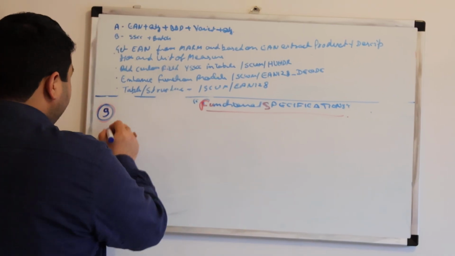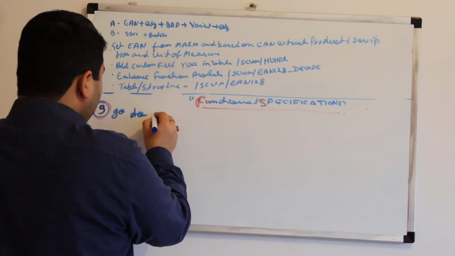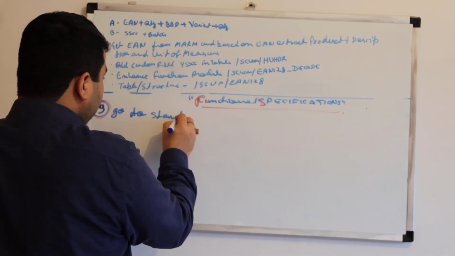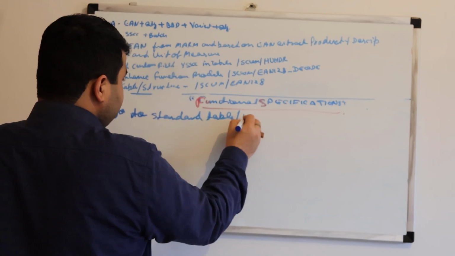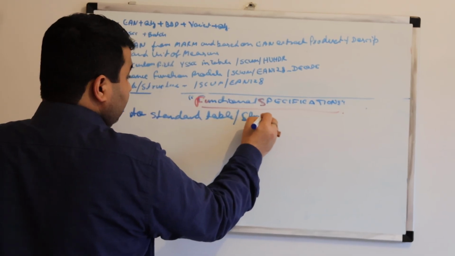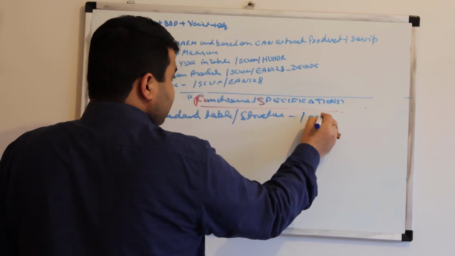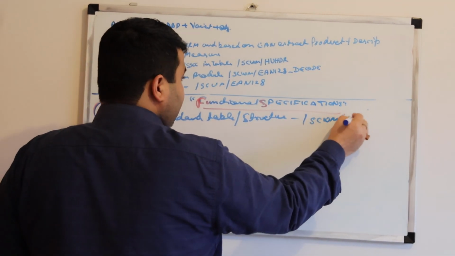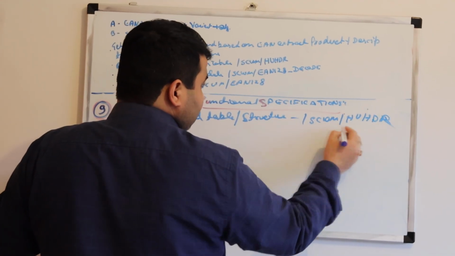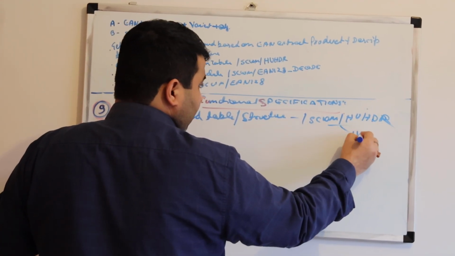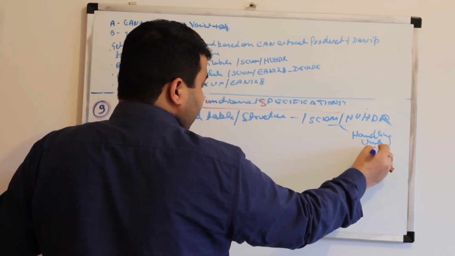Then go to standard table/structure /SCWM/handling unit header HDR. This is the table or structure for handling unit header.